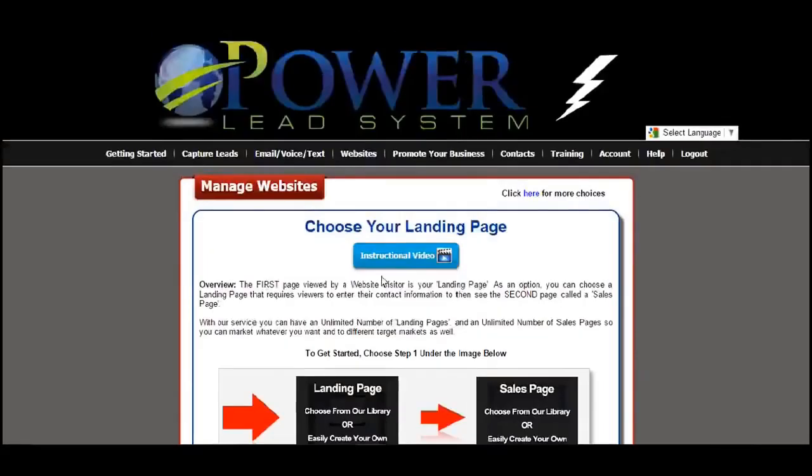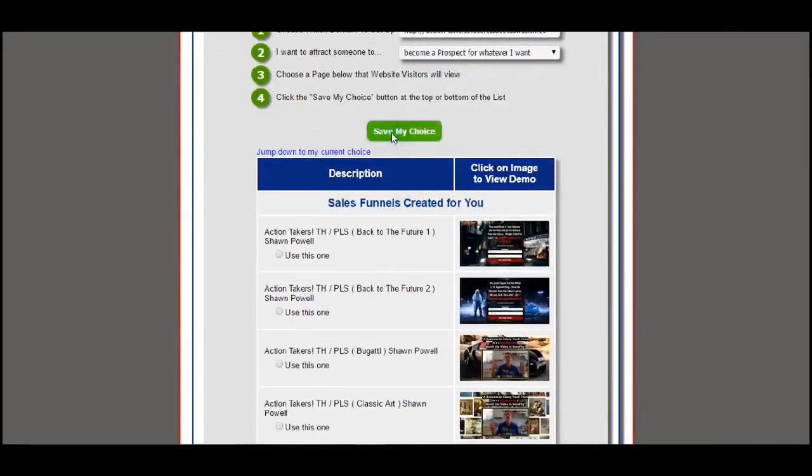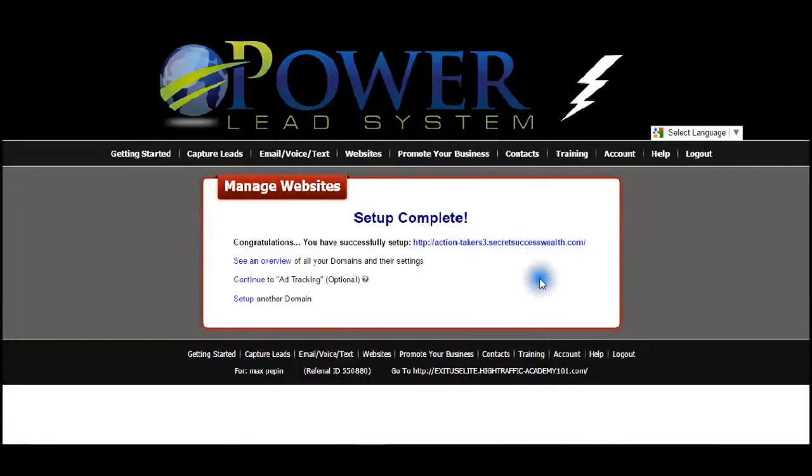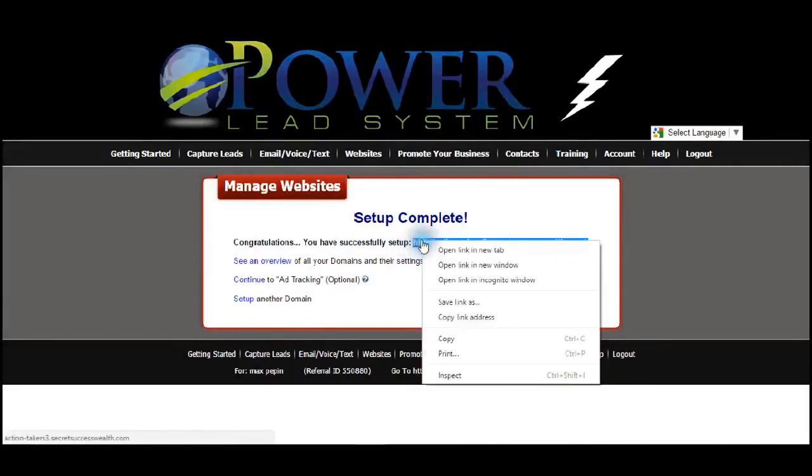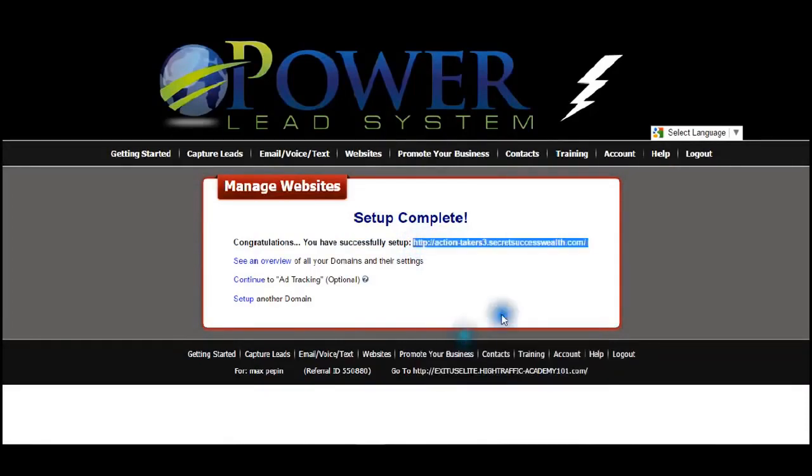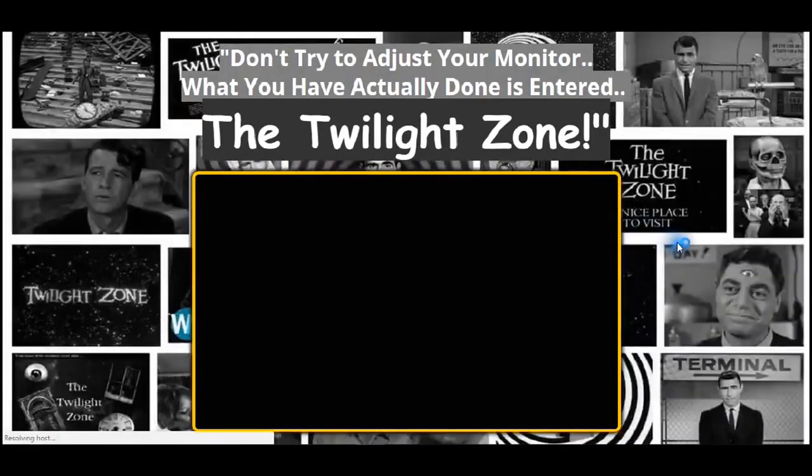Okay, after you pick the one that you want, you can go back to the top of the page or the bottom of the page, whichever one. Save my choice. And y'all, I'm going to show you, that's how simple it is. I would go ahead and make a copy of this right here. So go to copy, and then you're going to just click it so that you have access to it.